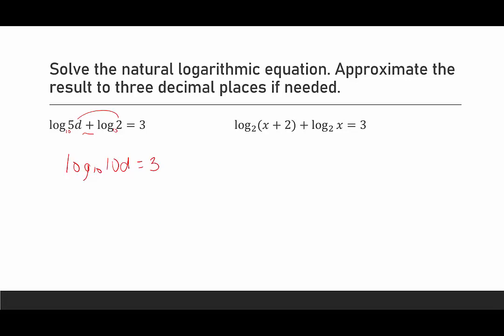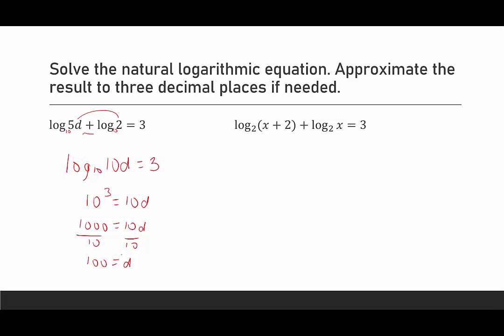Now what you can do if you want is put this in exponential form. That would be 10 cubed is equal to 10 times d. 10 cubed is 1000, equals 10d. Divide both sides by 10, and we end up with 100 is equal to d.